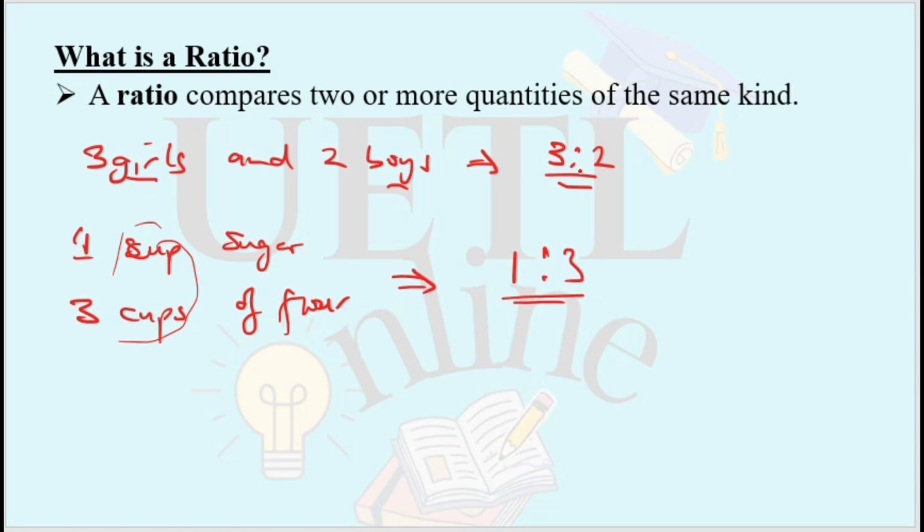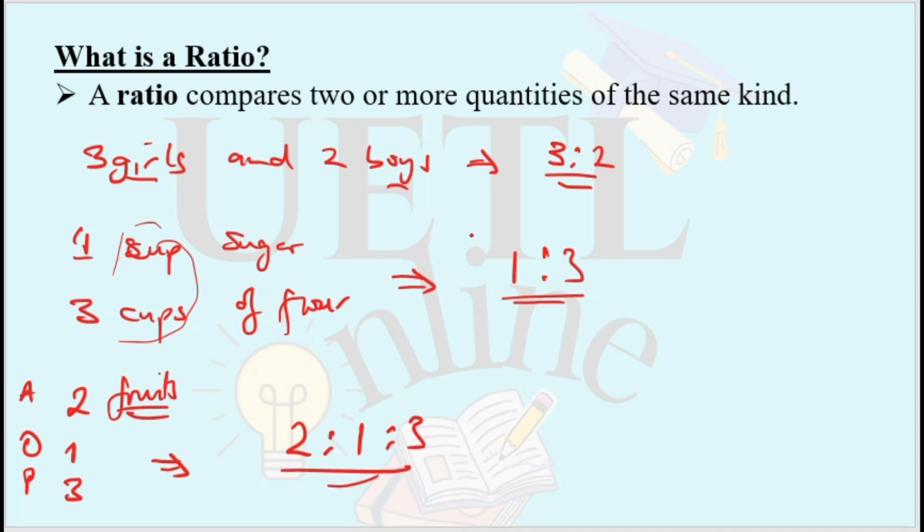Let's say you are given fruits: two apples, one orange, and three pineapples. These are fruits, and they are different, apples, oranges, and pineapples. So you can say that the ratio of apples to oranges to pineapples was 2:1:3. You can see they are all fruits, the same kind, and we are comparing them using ratios. This is the simple definition of ratios.